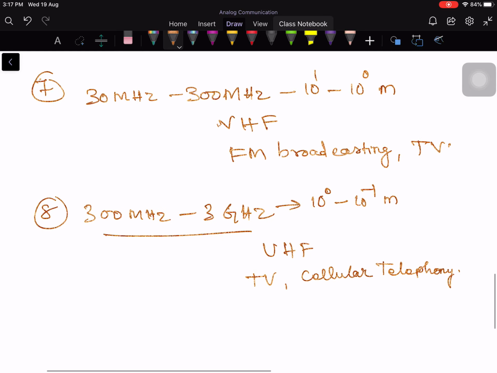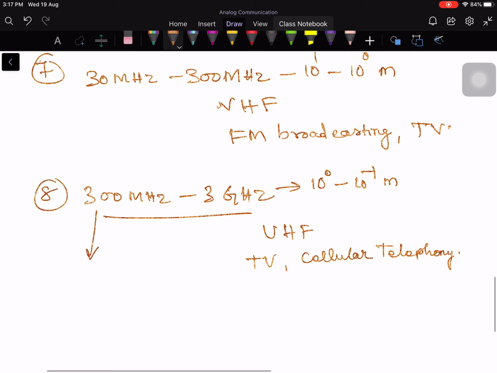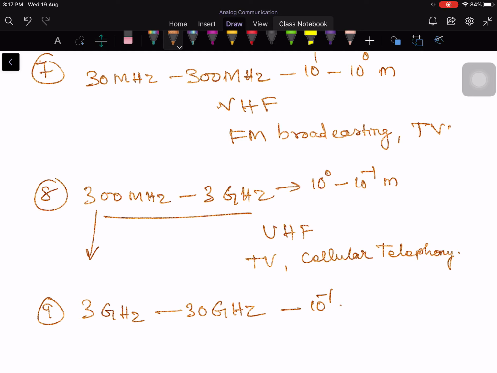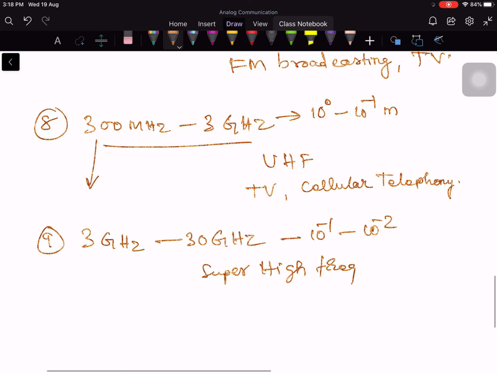Your GSM operates at roughly 900 megahertz and 1800 megahertz, and then again multiply by 10, you'll get 3000 megahertz, that is 3 gigahertz up to 30 gigahertz, and that one is super high frequency. The corresponding wavelength is 10 power minus 1 to 10 power minus 2. Super high frequency, so in short form, SHF. And this frequency is used in microwave oven and radar.